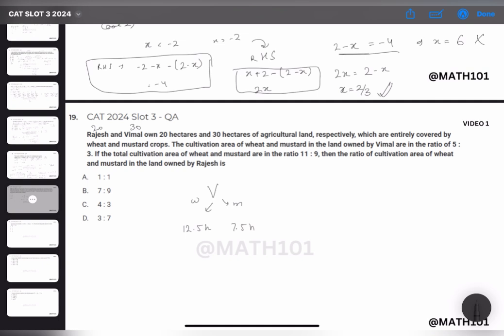The total ratio is 11:9. That is 50 into 11 by 20. 11:9 ratio. That means the fraction on which wheat is grown is 11 by 20. 55 by 2 is 27.5. And the remaining 50 into 9 by 20 is 22.5. This is the area on which wheat is grown. This is mustard.